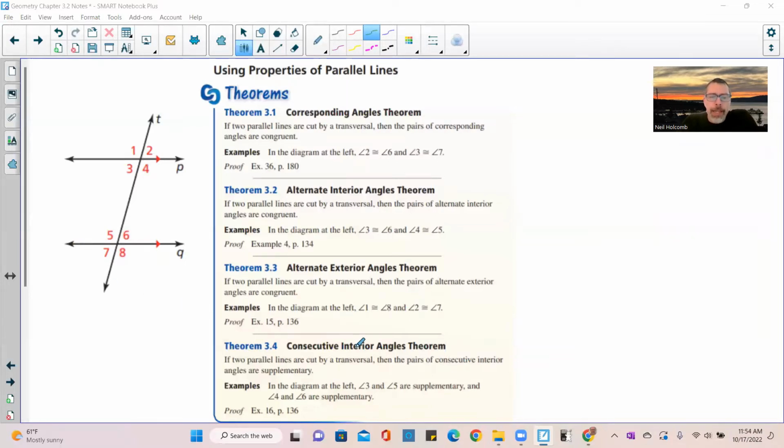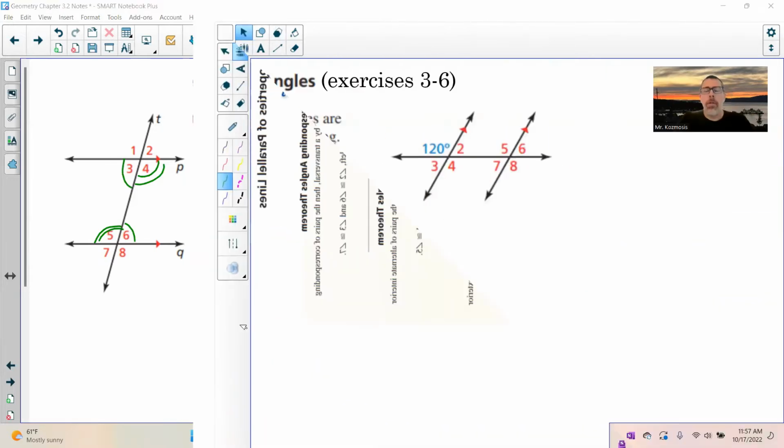Finally, 3.4, consecutive interior angles, I also call same side interior angles theorem. If two parallel lines P and Q are cut by a transversal T, then the pairs of consecutive interior angles are supplementary. So in other words, angle 3 and angle 5 add up to 180 degrees, and angle 4 and angle 6 add up to 180 degrees, supplementary. Okay, consecutive interior angles are supplementary. So those are the four theorems that come from parallel lines cut by a transversal.